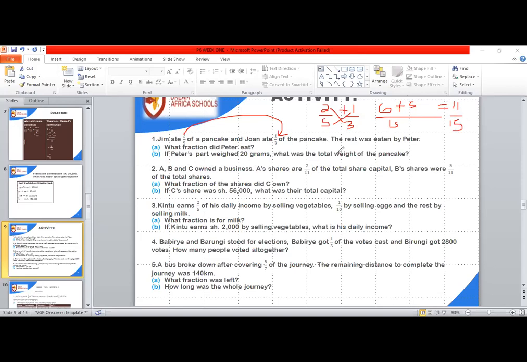You get it? Now, how do we get to know the fraction contributed by Peter? We shall get the whole minus 11 out of 15. And what determines the whole? It's this 15 that determines the whole. We shall have 15 out of 15 minus 11 out of 15, whereby our final answer will be 4 out of 15.